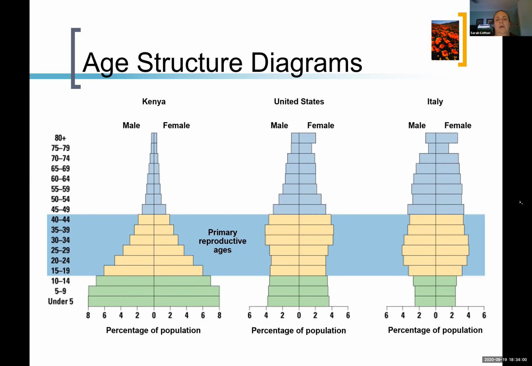Based on the shape of the pyramid, what kind of population growth are we expecting to see in Kenya? Rapid growth, slow growth, no growth, population shrinking? What are we expecting to happen in Kenya based on this diagram? That's right. Rapid growth.